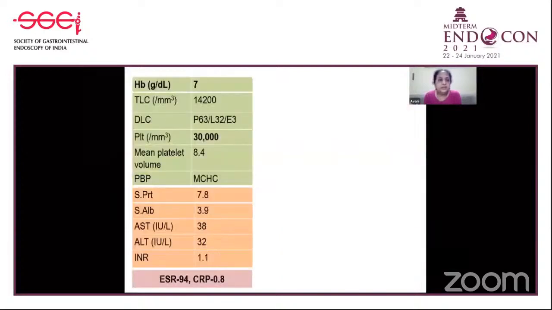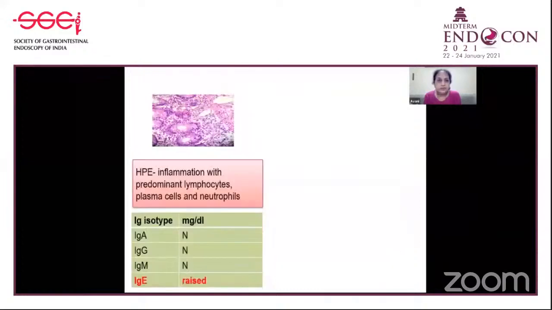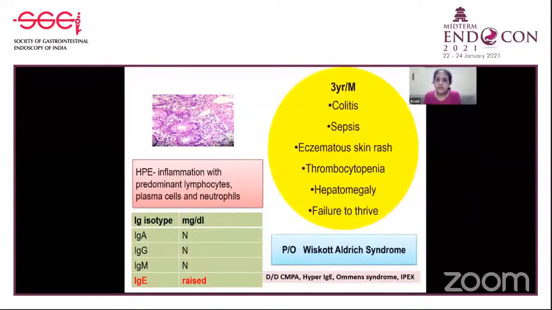We went on to evaluate this child. He had anemia, he had thrombocytopenia, and we found that his ESR was raised and CRP was mildly raised. When we did the colonoscopy, we found that from the rectum to the cecum, there were discrete aphthous ulcers and the terminal ileum was normal. Upper GI study and CT enterography were also normal. Histopathology just showed inflammation with plasma cells and neutrophils. The immunoglobulin profile, IgG, A, and M were normal, whereas IgE was raised in this child.